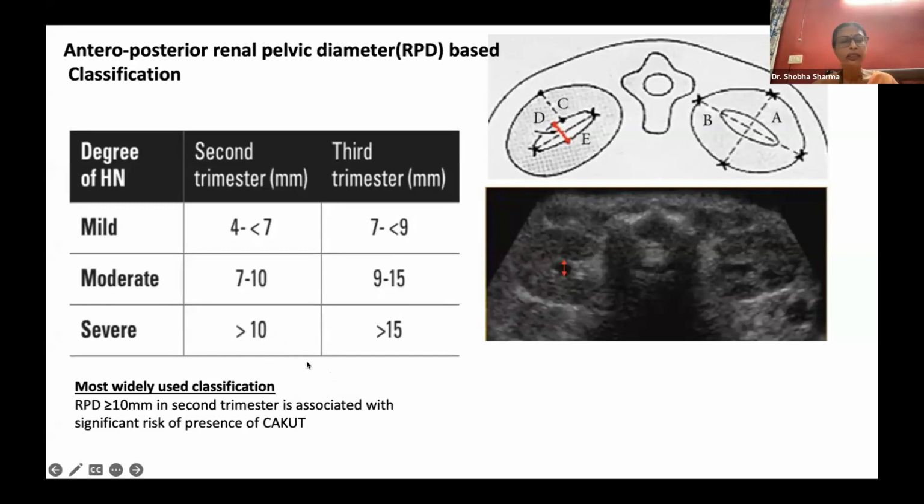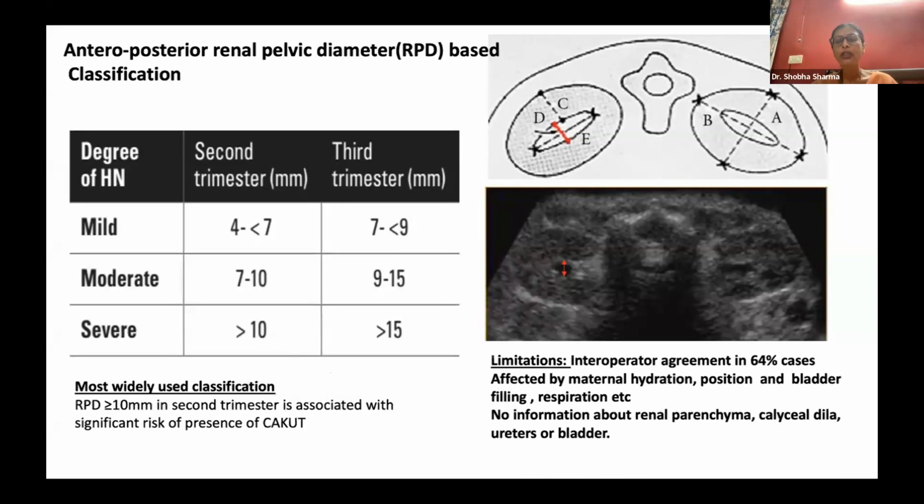But there are certain caveats, disadvantages and limitations with this classification, although it appears to be a simplified one. First of all, it has great inter-operator disagreement, and agreement is seen only in about 60% of the cases. Then it depends upon the maternal hydration, the position in which you are doing the ultrasound, and bladder filling. Even respiration also affects the pelvic diameter.